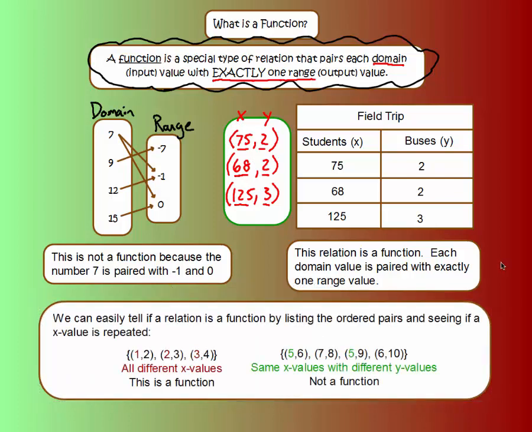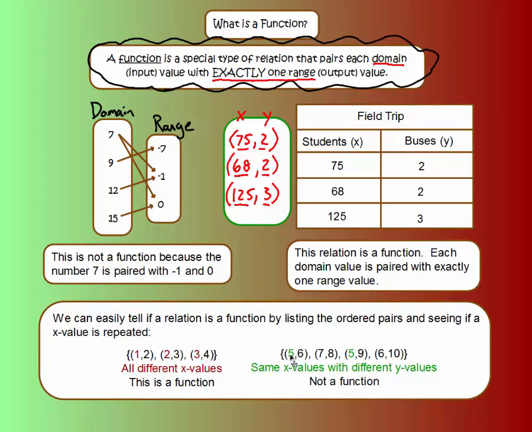Okay, we can easily tell if a relation is a function by listing the ordered pairs and seeing if an x value is repeated. Let's take a look at this first one. So we have (1, 2), (2, 3), and (3, 4). Is this a function? Well, the number 1 maps to 2, the number 2 maps to 3, the number 3 maps to 4. So these have all different x values, 1, 2, and 3. So it's going to be a function.